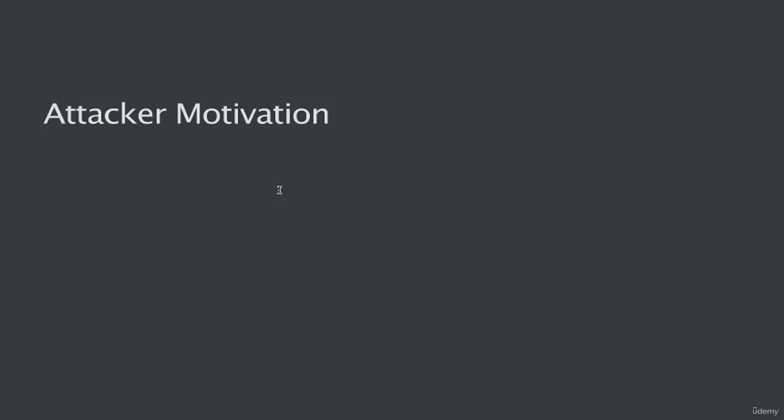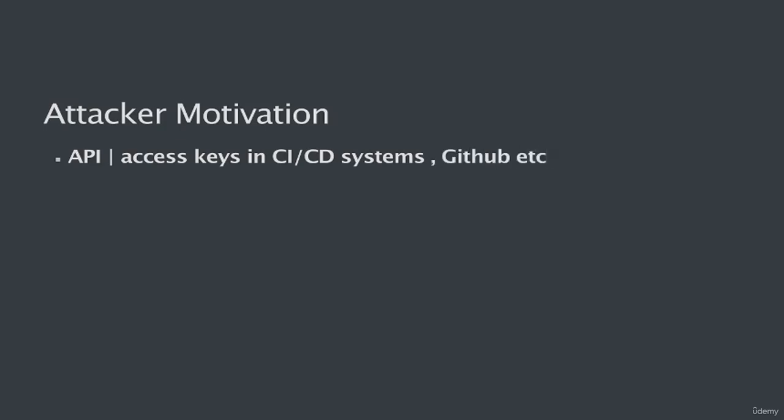Hello friends, welcome back. So now I'm going to talk about attacker motivations. I'm just giving a few examples. So how can an attacker discover AWS vulnerabilities in bug bounty hunting? Not black box testing, bug bounty hunting. You can look for API access keys in CI/CD systems, GitHub, etc. This could be your first mode.